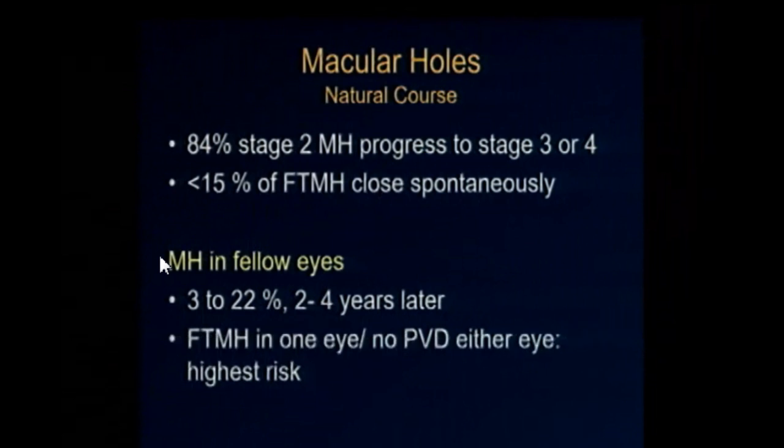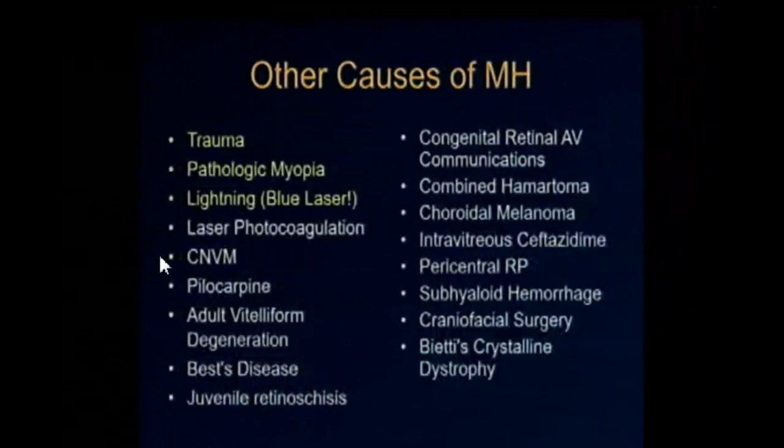A lot of patients with macular holes tend to develop macular holes in the fellow eye. And the ones where there is a full thickness macular hole and no PVD, those are the people who are at the highest risk of developing a macular hole in the other eye.